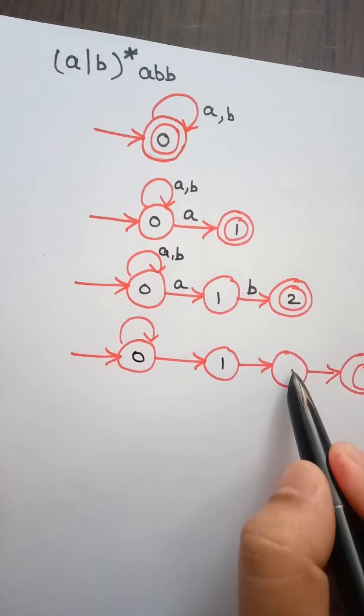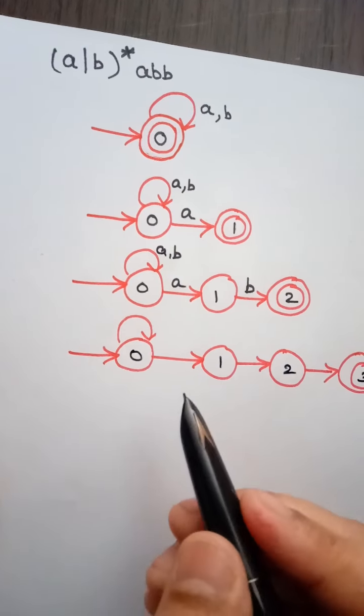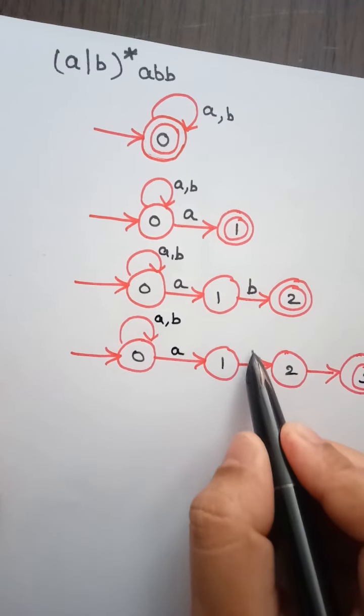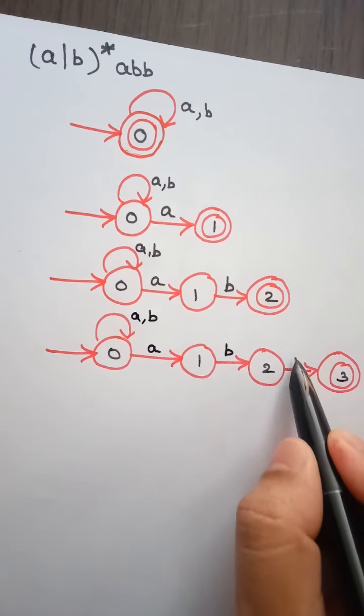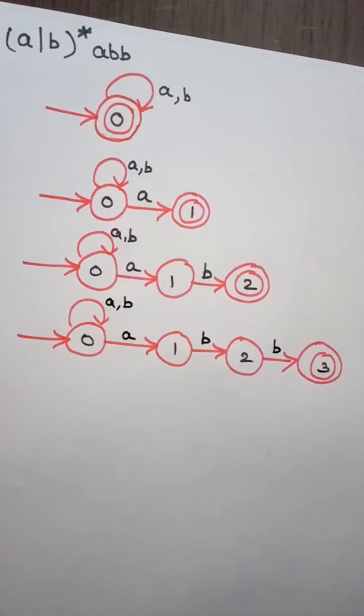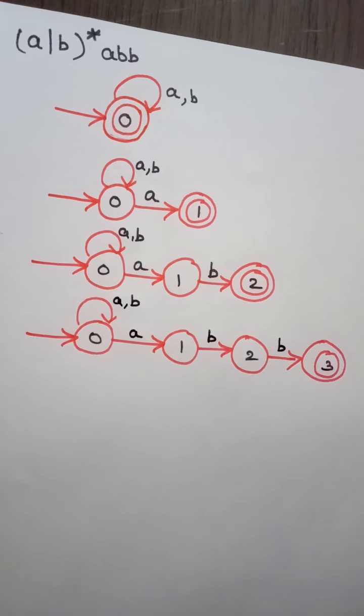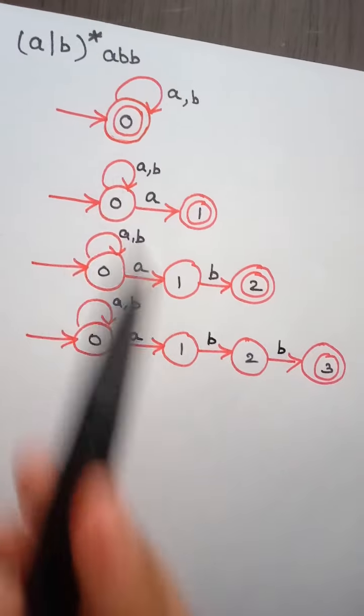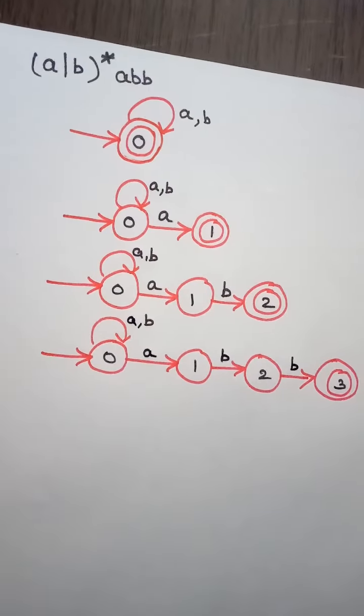This is 0, 1, 2, and this is the final state 3. Here it is A comma B, here it is A, here it is B, and again here it is B. Now this is the NFA for the given pattern without epsilon. This is NFA without epsilon for the given pattern, right?